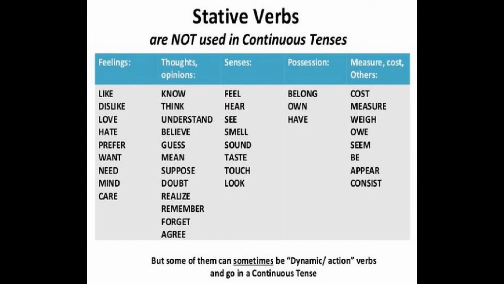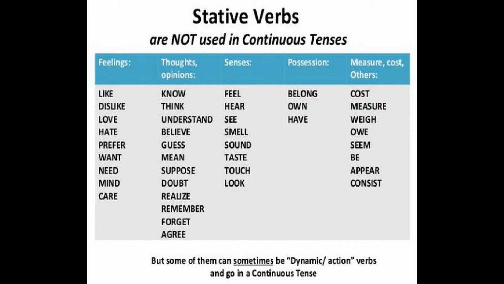All of these can be used as stative verbs, but in some cases you can change them into dynamic action verbs. And then measure, cost, weigh, owe, see, be, appear, consist. These can be used as stative verbs, but sometimes if you use them in another way, some of them can become action verbs also, as you have seen in the last example I gave about the baby. So that is just in between, what I have shown you about action verbs and stative verbs.